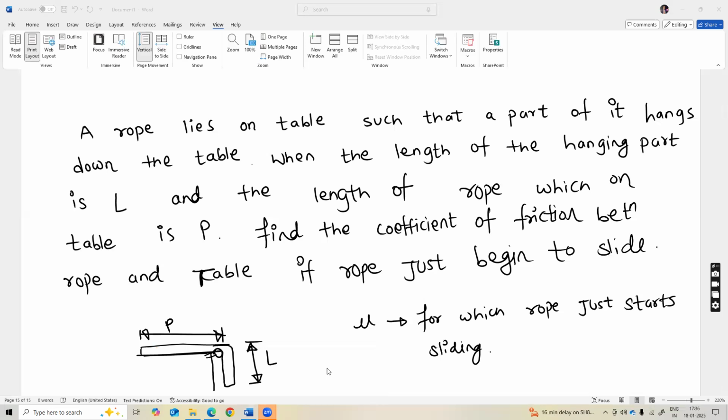Okay. Harini, any answer from your side? Yeah, it is correct. It should be greater than or equal to L by P.